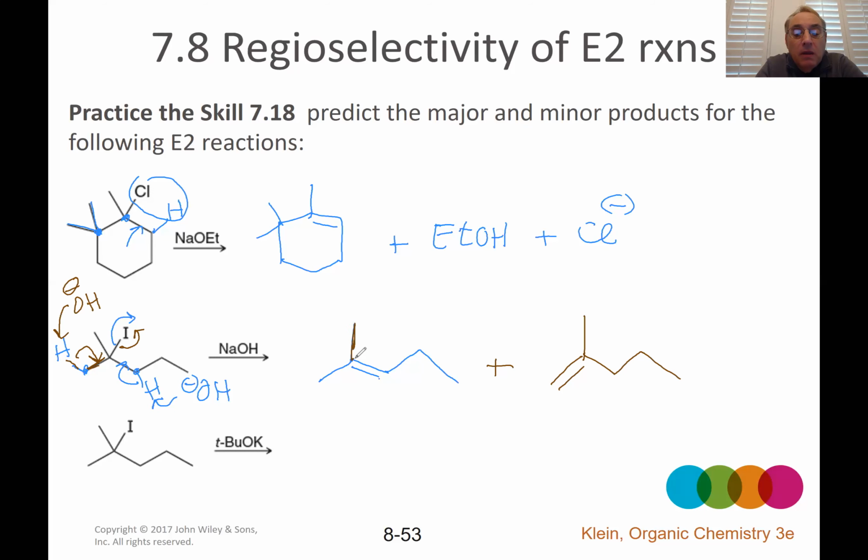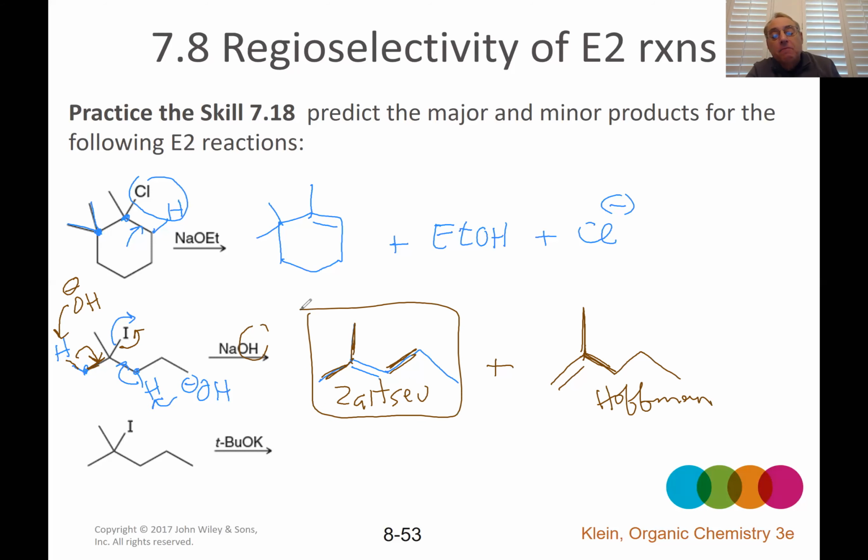Okay, which is the major product? Well, this is a trisubstituted alkene. This is again a disubstituted alkene. So this is the Zaitsev. Just to review this. This is the Hofmann. We're using a small base hydroxide, so the more stable Zaitsev is the major product. It's regioselective. You get some of the Hofmann, but the major product is a Zaitsev. In this case, we're using a bulky base, t-butoxide ion, that looks like this. Counter ion is potassium.